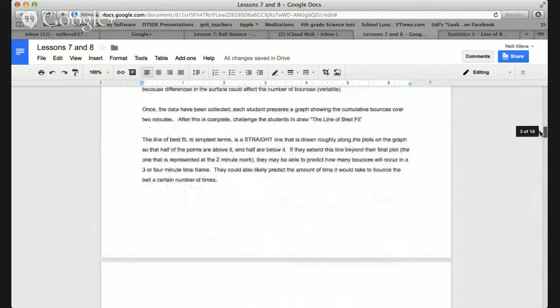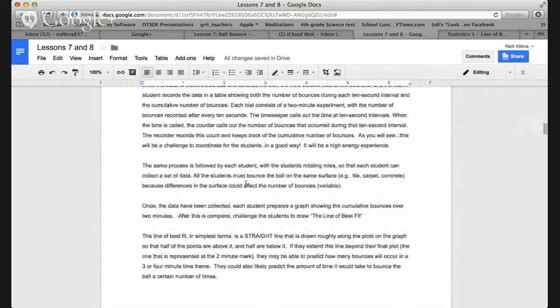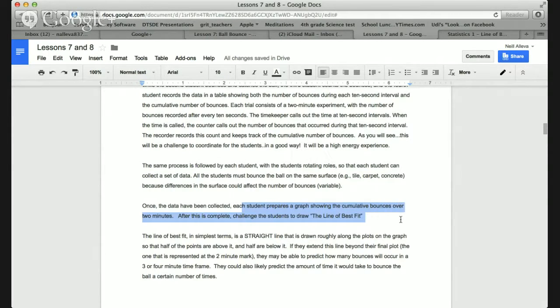All right. And really, after this part, a couple of variables have to stay the same, which is everyone has to be either dropping the ball on a tile, carpet, or concrete. Make sure that variable is consistent. Once the students have all had their turn and the data has been collected, each student is to prepare a graph showing the cumulative bounces over 2 minutes.